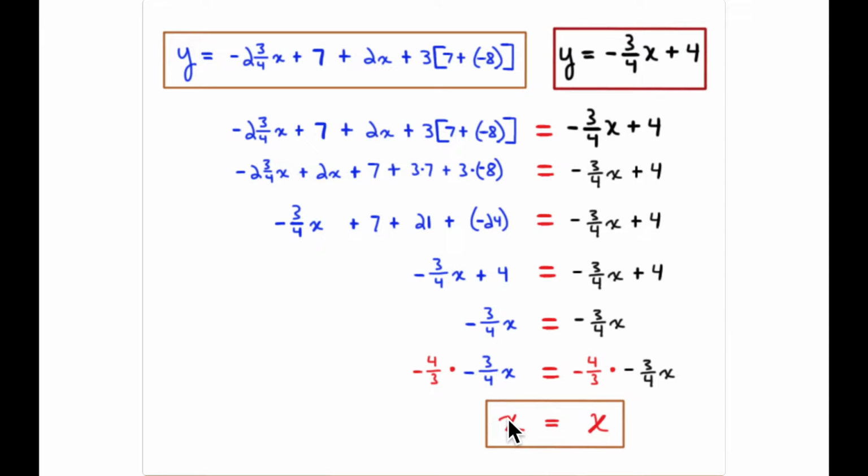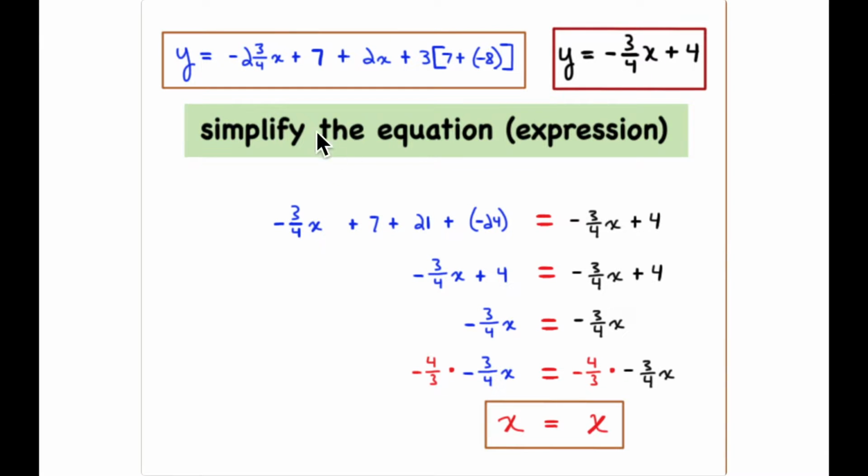And you end up with x equals x. So what that means is that whatever value I choose for x in either equation, I'm going to get the same value for y. So these equations are equivalent. Remember, this whole process is called simplifying the equation or simplifying the expression. Just getting this to where you just have a single term of x's and a single term of just numbers.